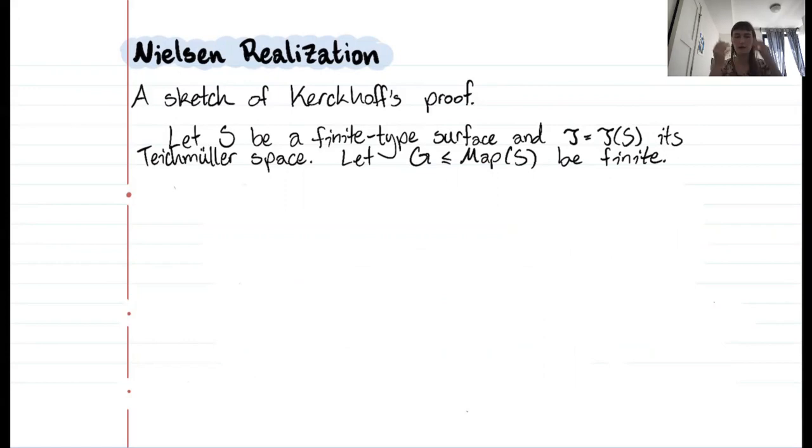So here's the setup. Let's give ourselves S, a finite type surface, and let's call T its Teichmüller space. And give yourself a finite subgroup of the mapping class group of S. Let's call it G. Before I talk about the first step, what's the strategy? For the action of G on Teichmüller space, what we're looking for is a fixed point. Stabilizers of points in Teichmüller space are the group of isometries of that corresponding hyperbolic metric. So what this is saying is we want a fixed point for the action of G on Teichmüller space. That's what we're looking for.